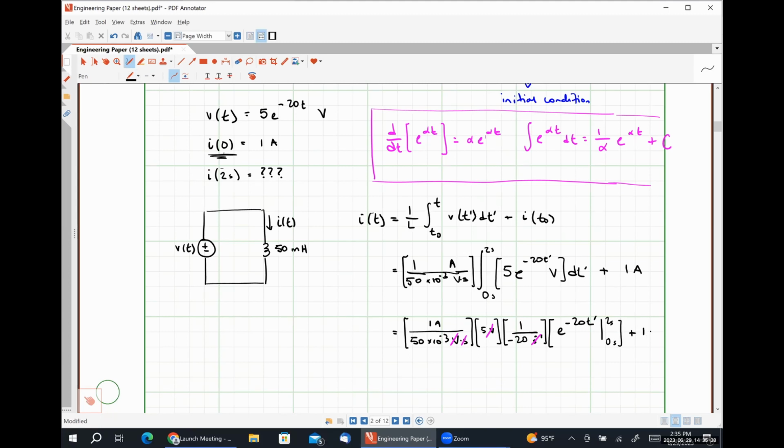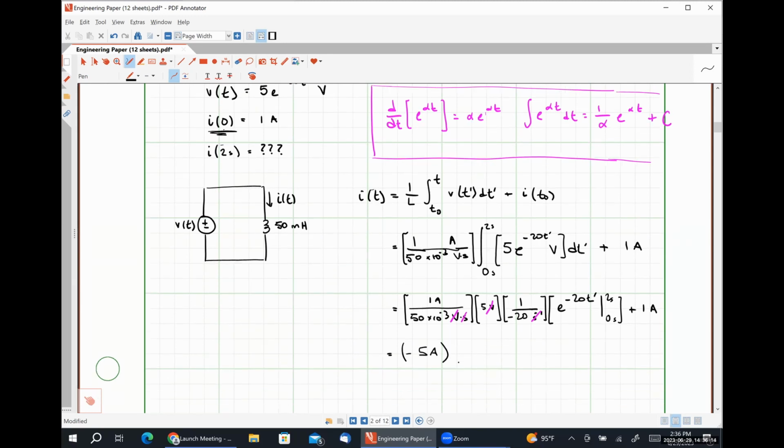And all of this is going to be plus 1 amp. So I'm going to take my calculator now, and I'm going to clean up a couple of things here, right? So I have a 5 in my numerator. I have a 50 times 10 to the minus 3 in my denominator. I also have a negative 20 in my denominator. So all of this bit right here winds up looking like -5 amps.